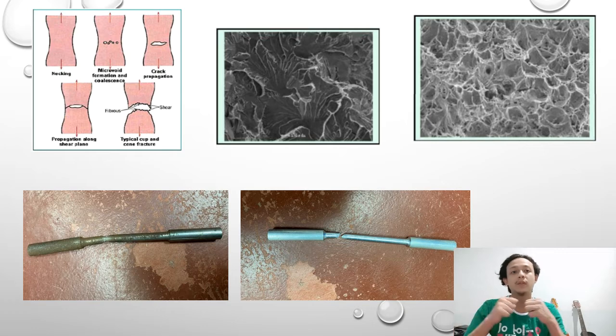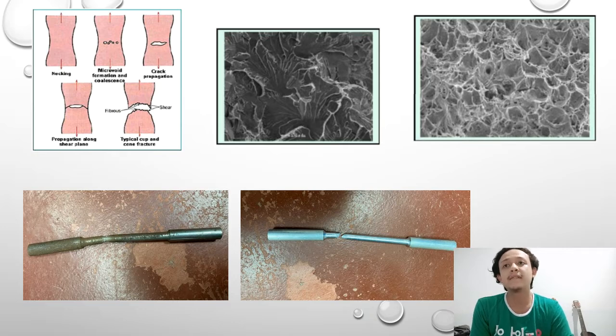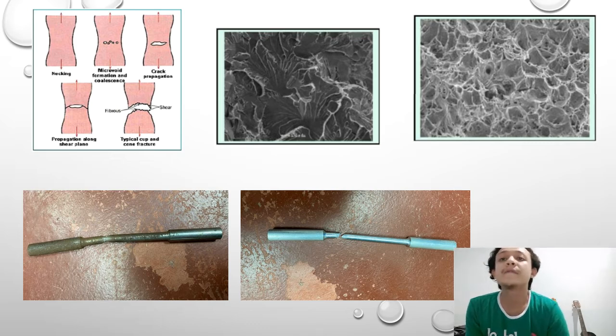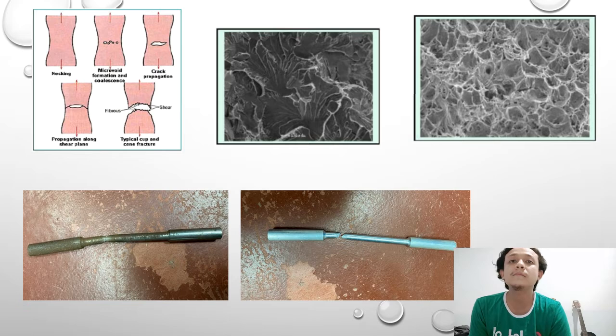Okay, we pull the specimen together, it's pulled out. Okay, the necking, where Figure 8 shows us about the necking, microvoid formation and coalescence, crack propagation along shear plane, typical cup and cone fracture. Then we can see the structure of the specimen also in Figure 9 and Figure 10. We can see the structure from the specimen is ductility.